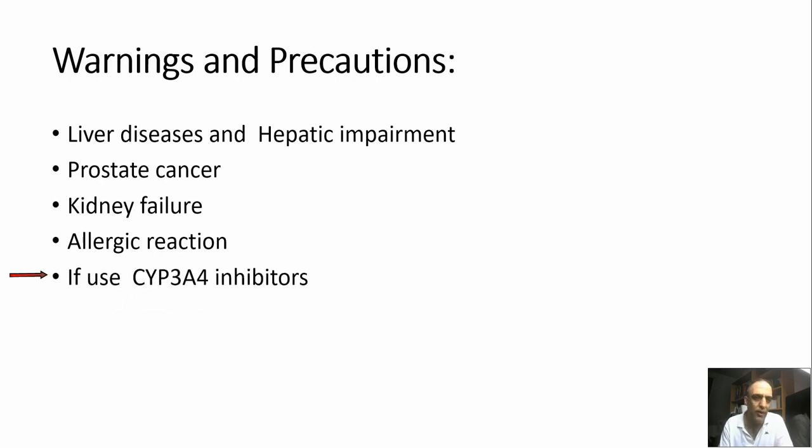The other problem we saw in metabolism is CYP3A4 inhibitors, which we will study later. Some antibiotics affect CYP3A4, as do some other medicines and some fruit. We have to speak with our doctor about these drug interactions.